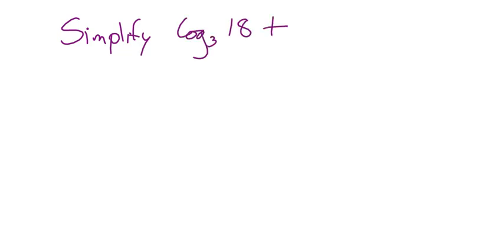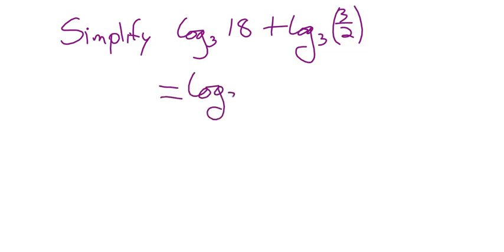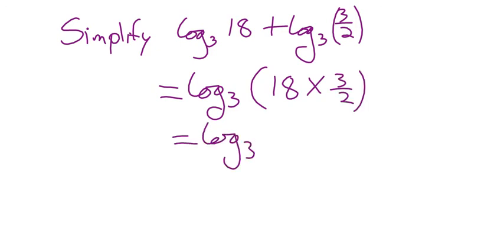Log base 3 of 18, so again, this will be simplify, plus log base 3 of 3 halves. Individually, we have no idea. We can't work them out, right? I mean, 18 is not a power of 3, and 3 halves is not a power of 3. But the laws of logs say that this is equivalent to log base 3 of 18 times 3 halves, which somebody said was 27. And log base 3 of 27 is 3.